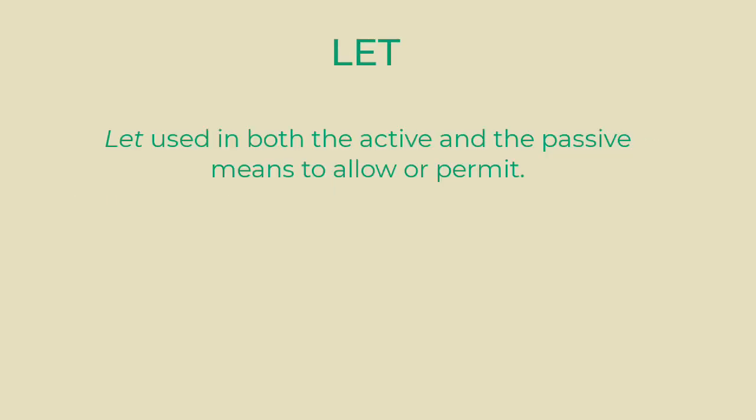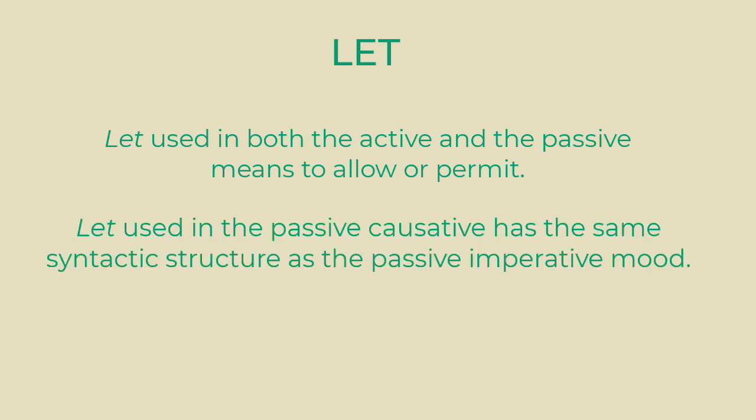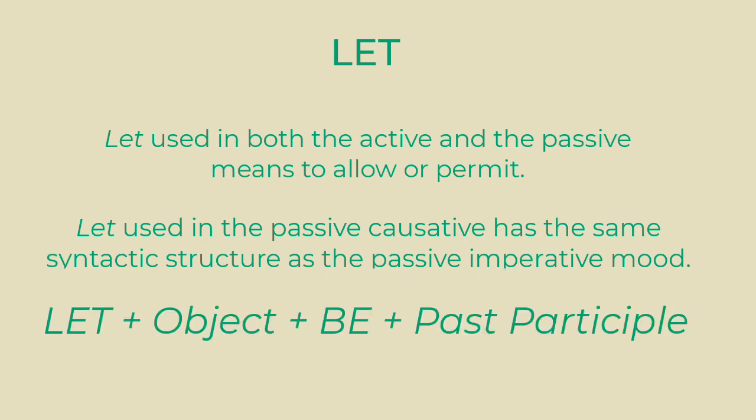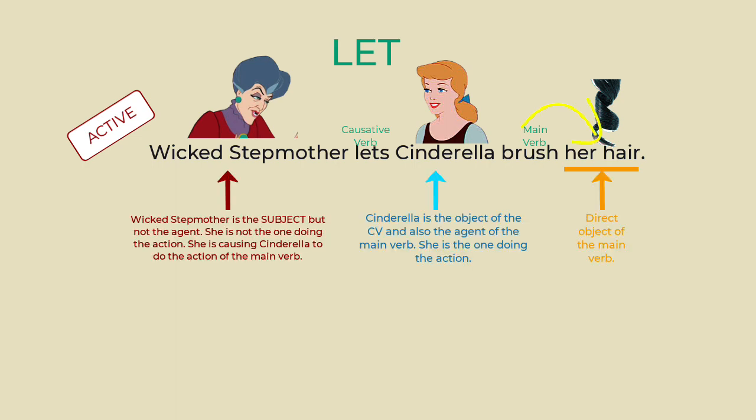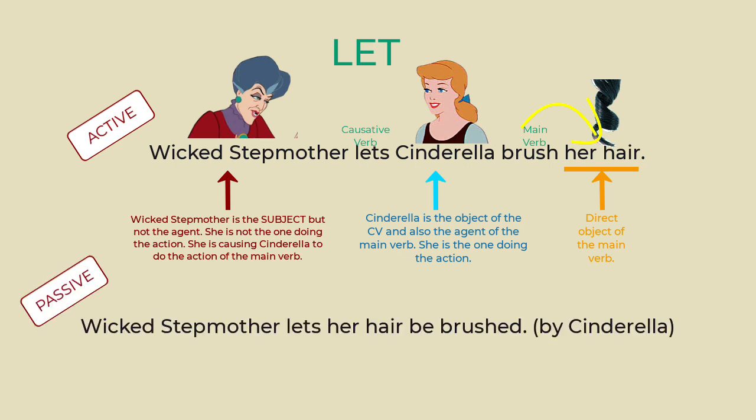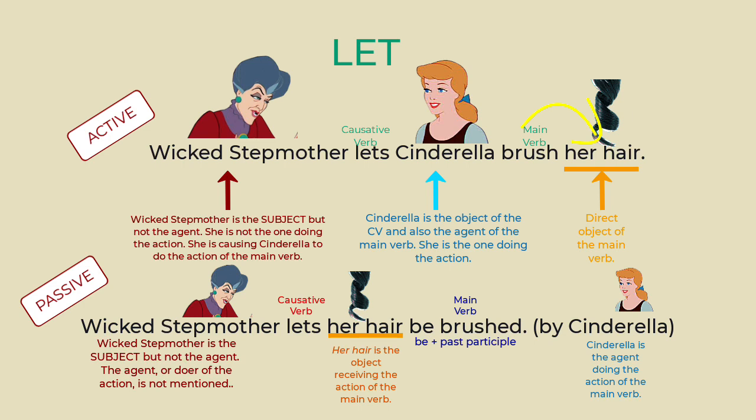Let's go on to let. Let, used in the active and in the passive, means to allow. But when we use let in the passive causative, you will notice that it has the same syntactic structure as the imperative sentence in the passive voice. You will see the use of the causative verb let, plus the object, plus the be verb, and a past participle. Wicked stepmother lets Cinderella brush her hair. Wicked stepmother lets her hair be brushed by Cinderella.